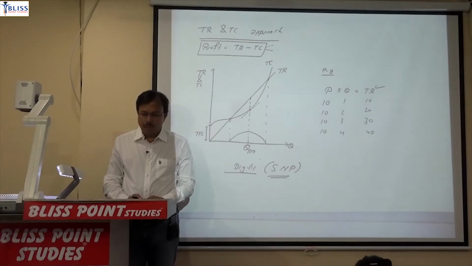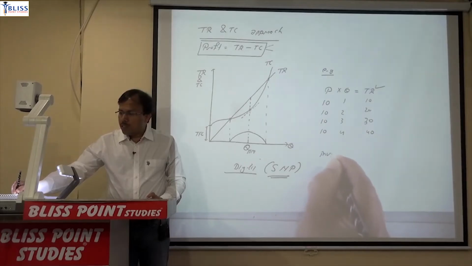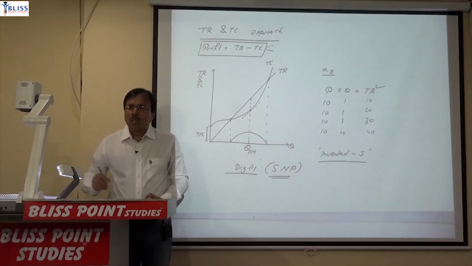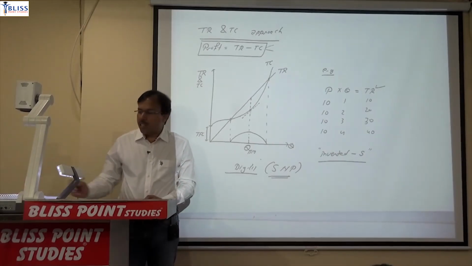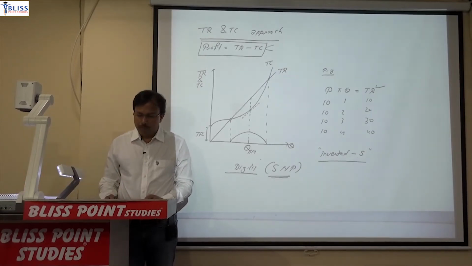Next paragraph. The total cost curve is inverted S in shape, due to the law of variable proportion. Just mention that.